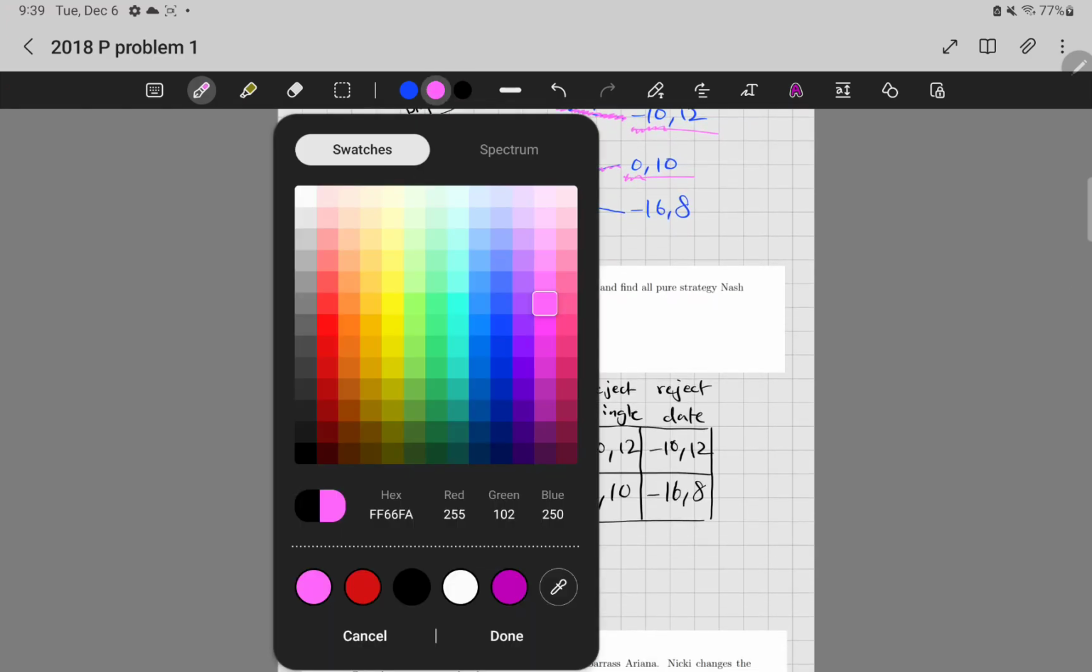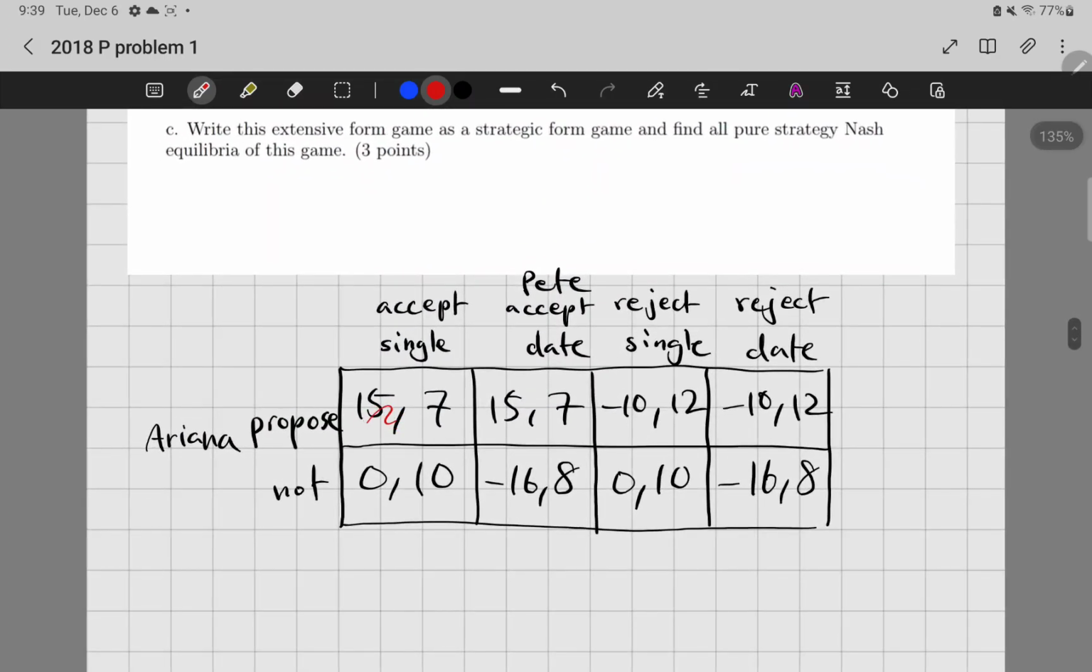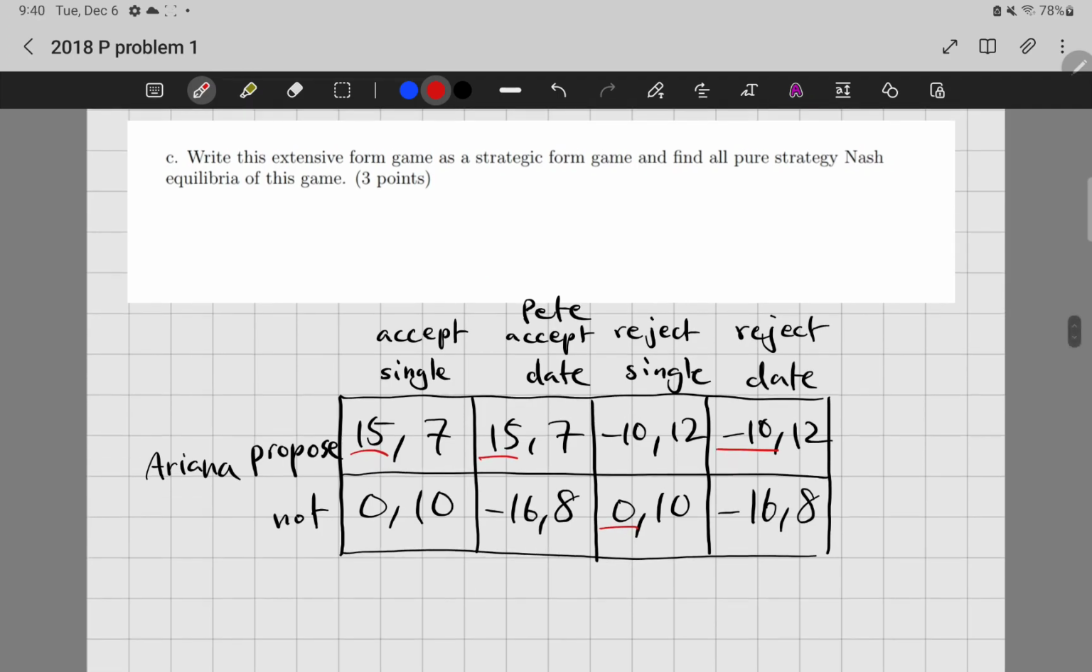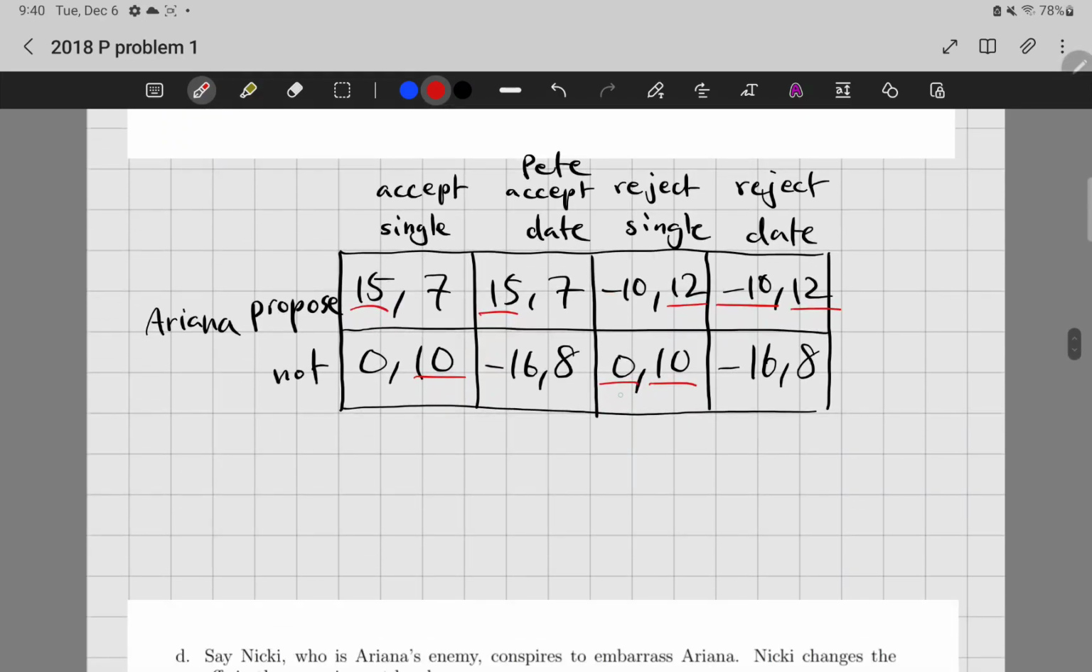Now, let's use the underlining method to find the pure strategy Nash equilibria. So, because 15 is greater than 0, we can underline 15. Since 15 is greater than -16, we can underline 15. Because 0 is greater than -10, we can underline 0. And because -10 is greater than -16, we can underline -10. The same thing for player 2. So because 12 is greater than 7, we can underline both. And because 10 is greater than 8, we can underline 10. Here we can find that there are 2 pure strategy Nash equilibria.